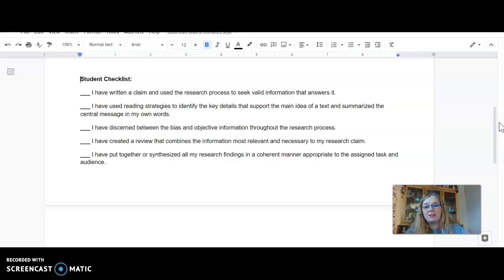So looking at the checklist, I have written a claim and used the research process to seek valid information that answers it. I have used reading strategies to identify key details that support the main idea of a text and summarize the central message in my own words. I have discerned between bias and objective information throughout the research project.